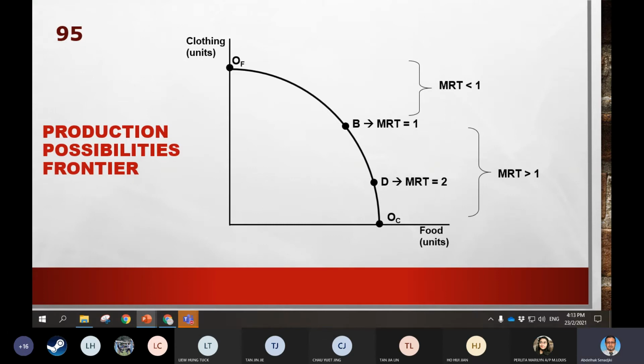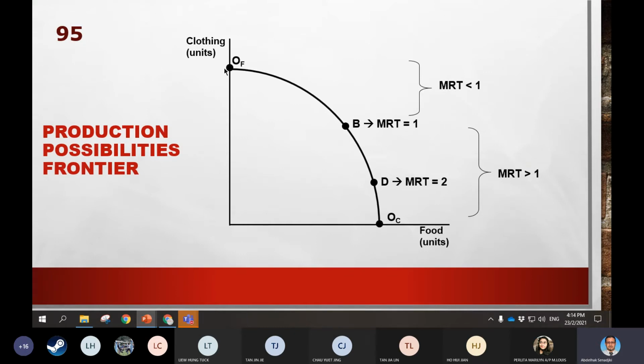This means that as we increase the production of food by moving along the production possibilities frontier, the MRT will increase. Moving from B to D, D to E, E to F, the MRT is increasing. So why does this increase occur? Because the marginal productivity of labor and capital differs depending on whether the inputs are used to produce more food or more clothing.